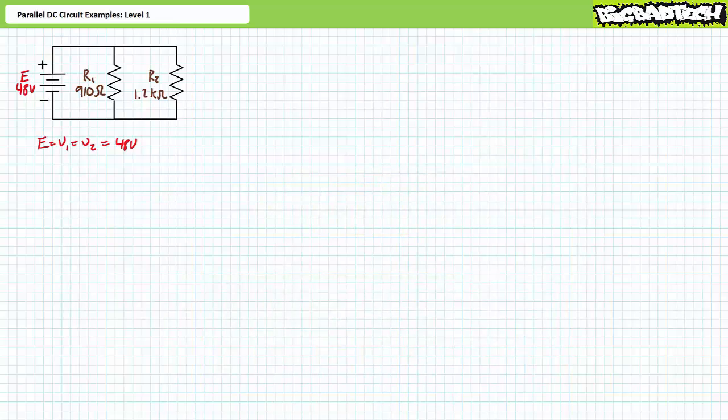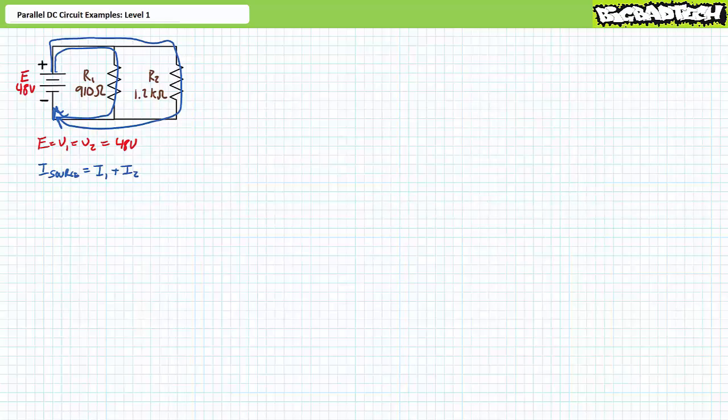Before we begin the analysis of this circuit, it's perhaps worth a moment of our time to review fundamental parallel DC circuit properties. First, voltage across elements in parallel is the same. This is the most fundamental parallel circuit property. For this circuit, E equals V1, which equals V2, and they all equal 48 volts. Additionally, Kirchhoff's current law states that for any node, the summation of incoming currents equals the summation of outgoing currents. In short, what goes in must come out. A Kirchhoff's current law analysis of this parallel circuit suggests that source current equals I1 plus I2.